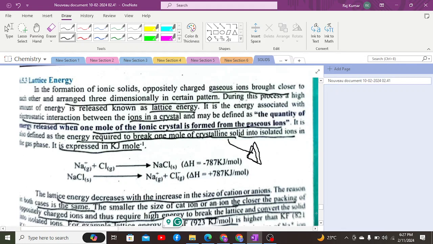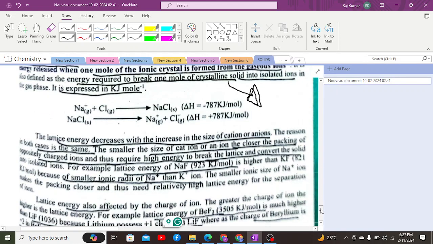Moreover, when it comes to some other characteristics, the reason for this is that, as already discussed, the lattice energy decreases with the increase in the size of cations or anions. The smaller the size of the cation or anion, the closer the packing of oppositely charged ions, and it will require high energy to break the lattice and convert the solid into isolated ions.